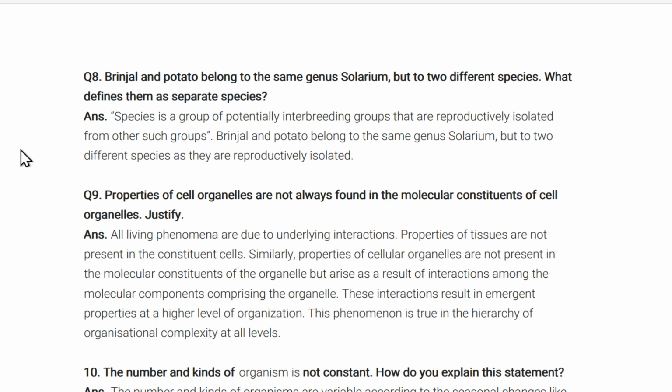of interaction among the molecular components comprising the organelle. These interactions result in the emergent property at a higher level of organization. This phenomenon is true in the hierarchy of organizational complexity at all levels.